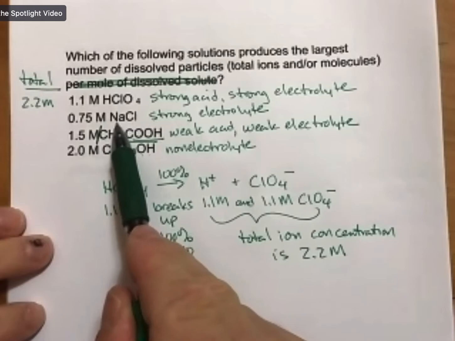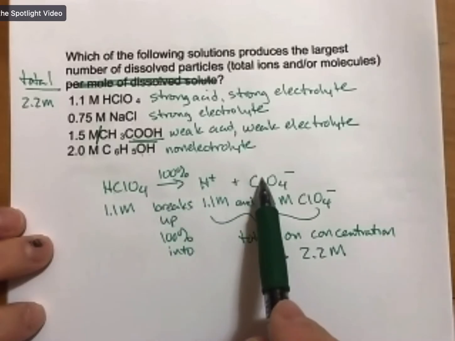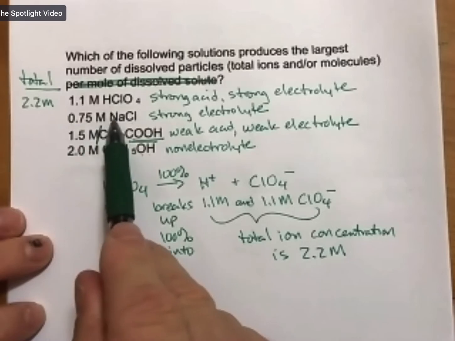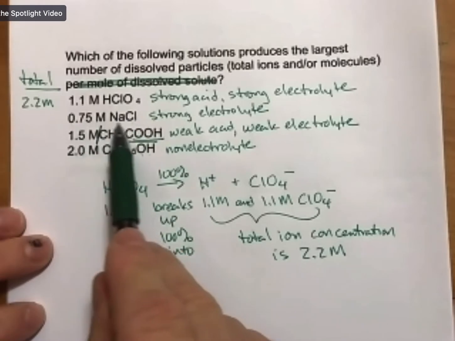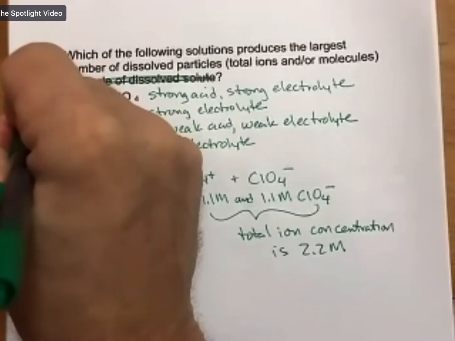Now, what I just said is going to also happen for sodium chloride. Sodium chloride will break up into sodium and chloride ions. That means that if I have 0.75 molarity sodium chloride, I will double that because there are two ions, and I get 1.5 molarity.